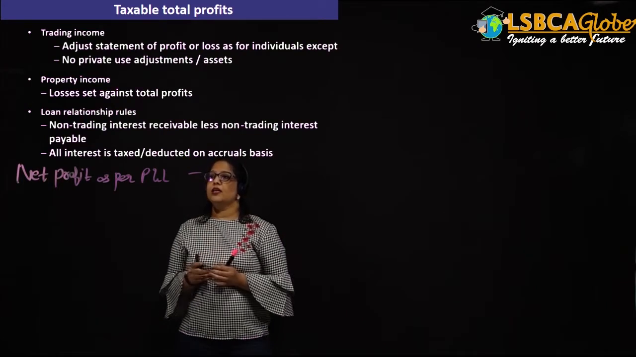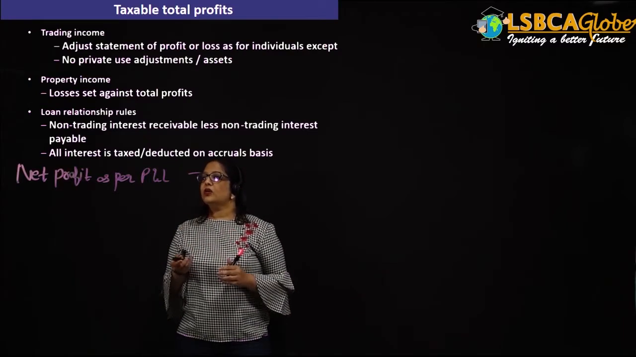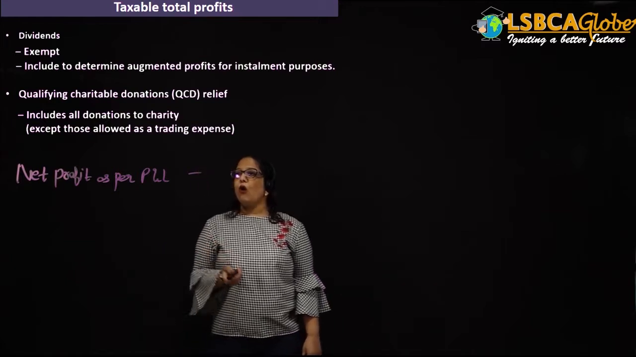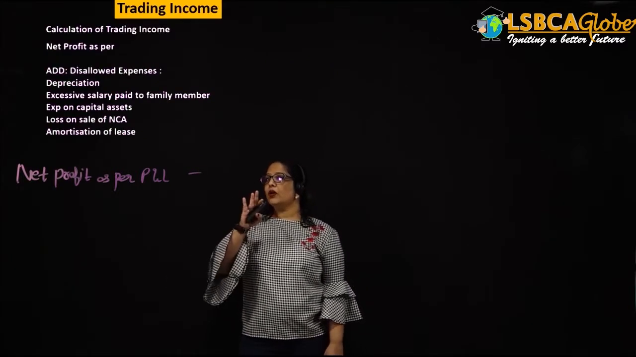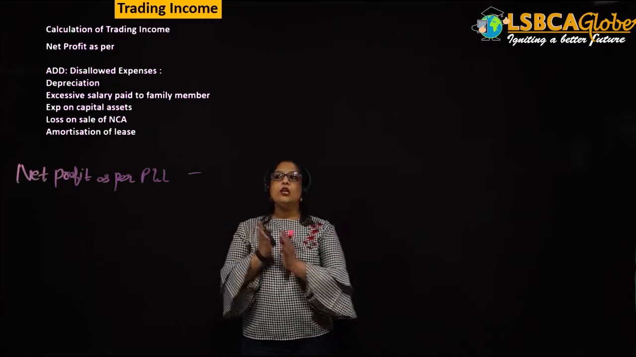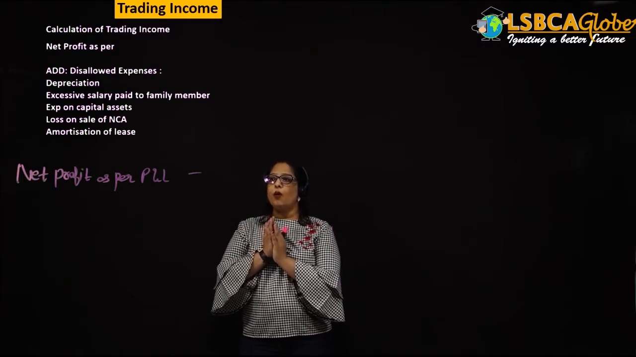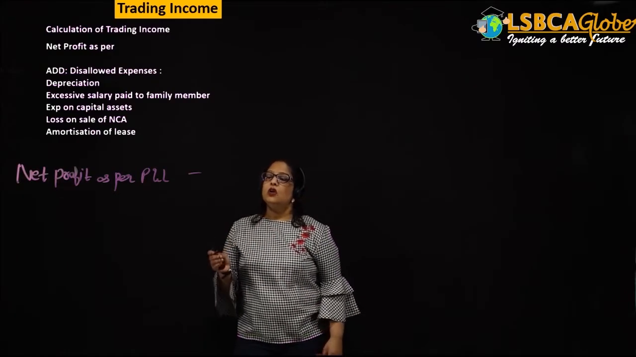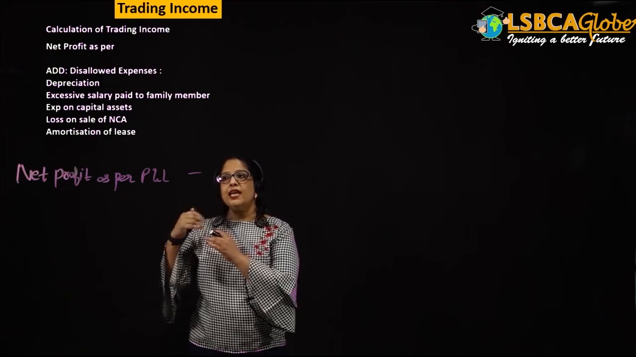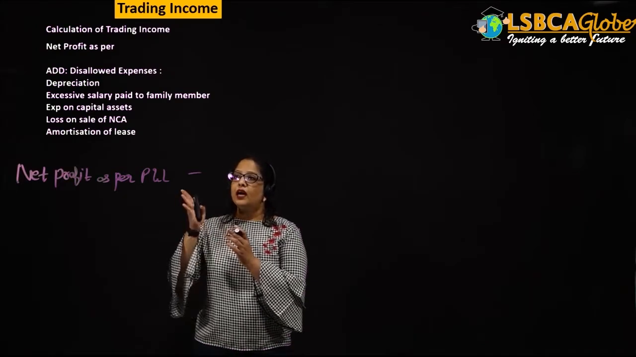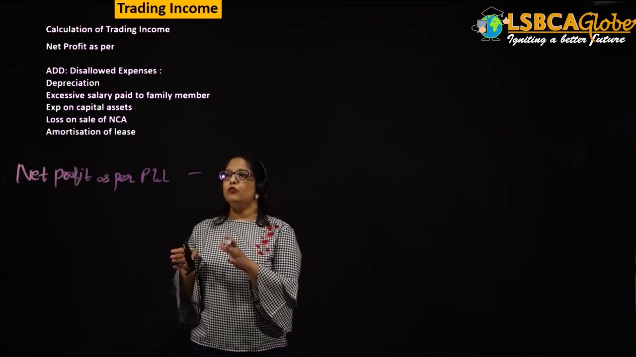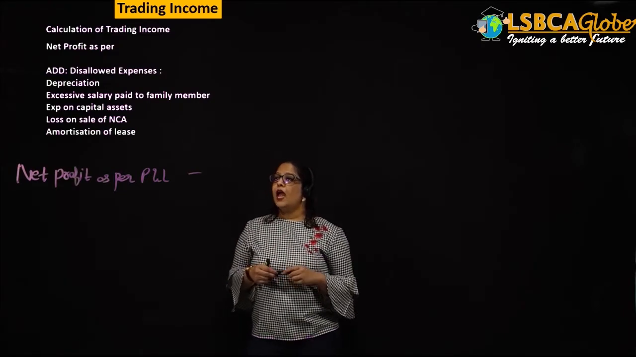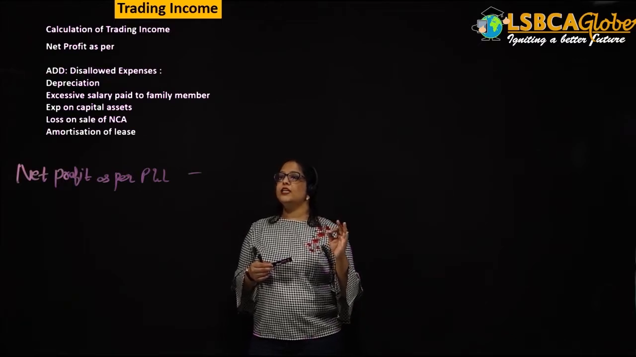Okay, now class, just listen to how we will do it. First of all, I am going to tell you the format of trading income. Now class, just look at the format. You can note it later on. This is a comprehensive format. I have included all the figures here. You are not going to get any amount or figure other than what I have included in the format. Now class, look at the format. Net profit, add disallowed expenses.